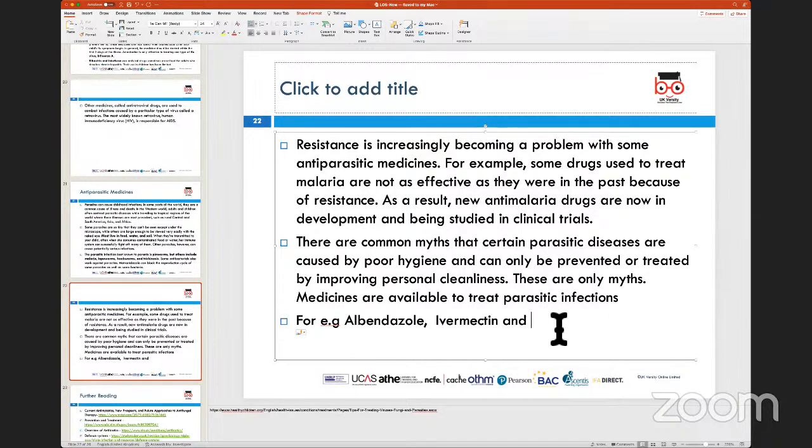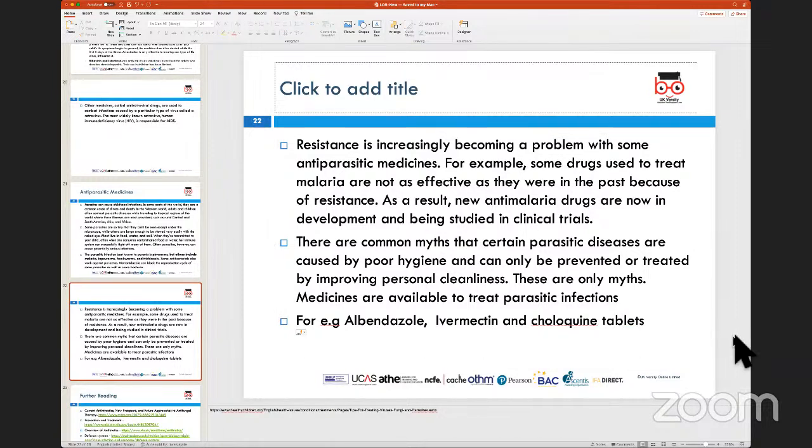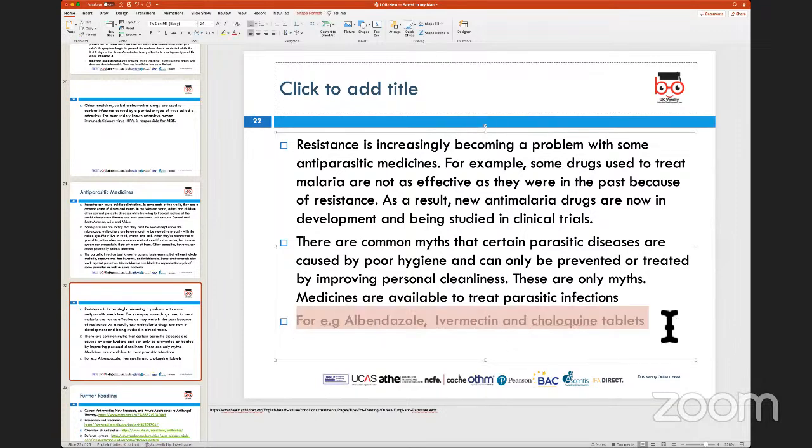So here, when we talk about anti-parasitic drugs, malaria, for example, when we talk about chloroquine, these are types of drugs which essentially are used primarily to get rid of malaria. So chloroquine tablets. These are kinds of anti-parasitic drugs, and they are used to treat what are called anti-parasitic infections.